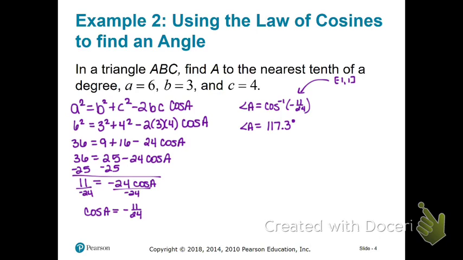Now, do we need to check for a second triangle? Where is cosine, like in this case, it was a negative 11 over 24. Where's cosine negative? Quadrant 2 and 3, correct? Can I have a quadrant 3 angle in my triangle? Quadrant 3 angles are between 180 degrees and 270 degrees. Can my triangle have an angle that big? No, because all my angles have to add to be 180, right? So it won't have any quadrant 3 angles.